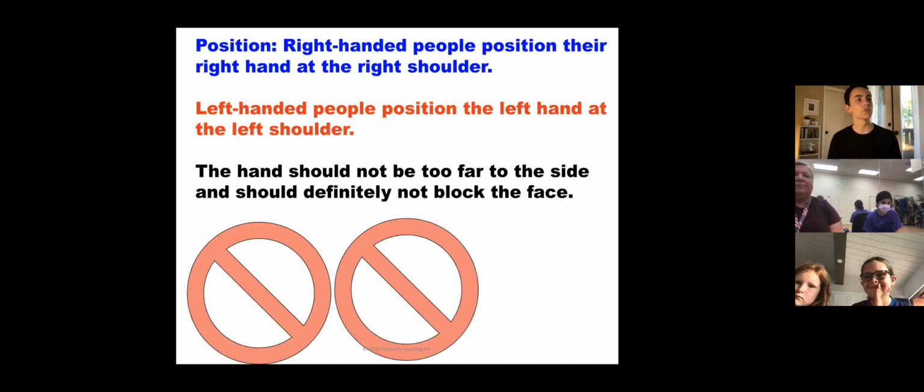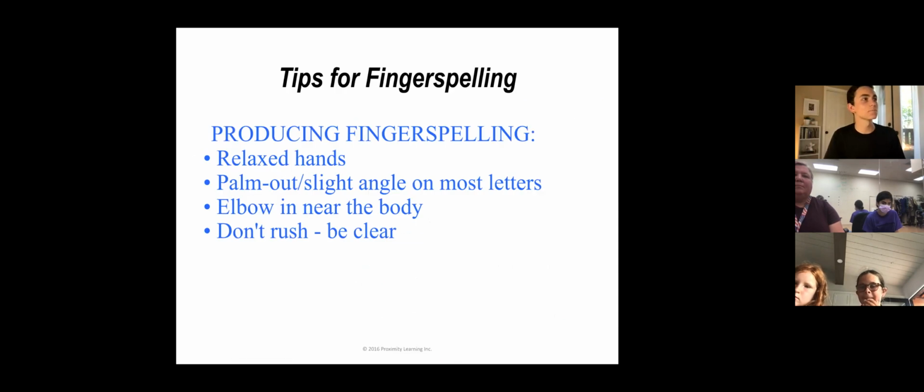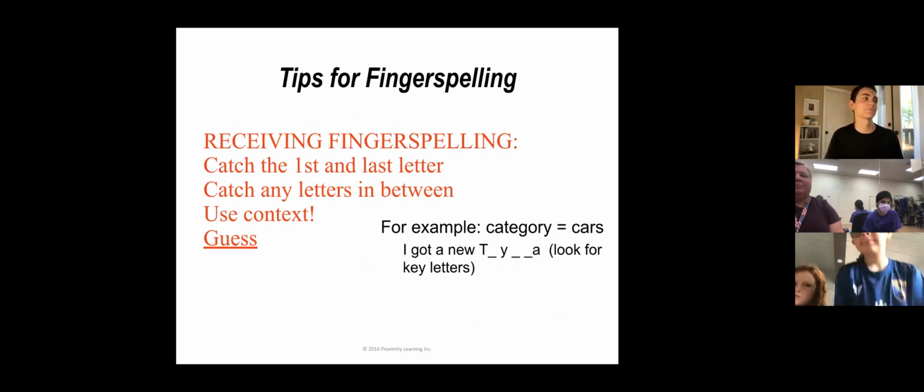All right. We talked about this a little bit, but we have our right-handed people stay over there, left-handed people stay over there, right? Okay. And then as we discussed, just relax those hands, try to stay close to your body, but not over your face or chest, and go nice and slow and clear.